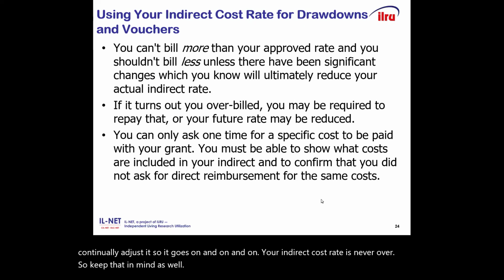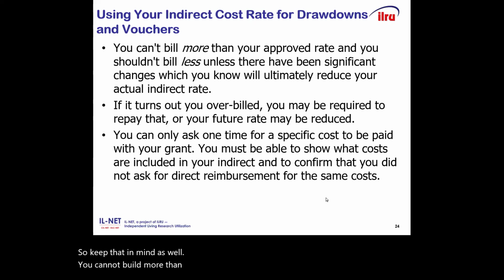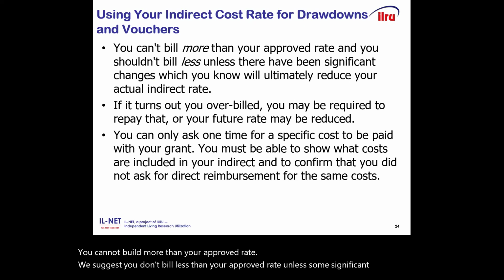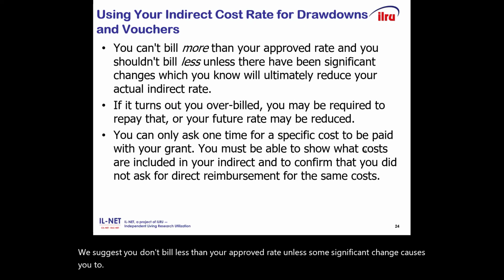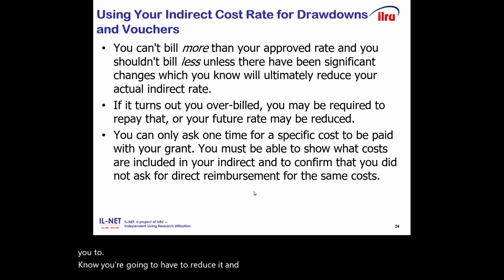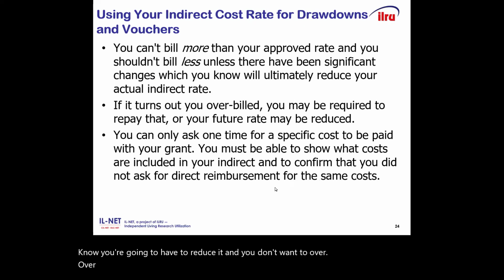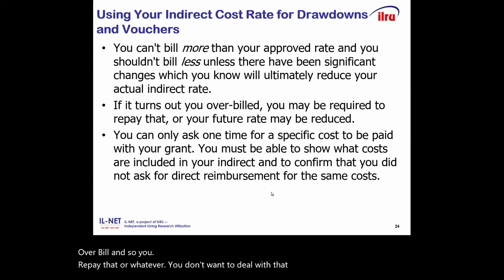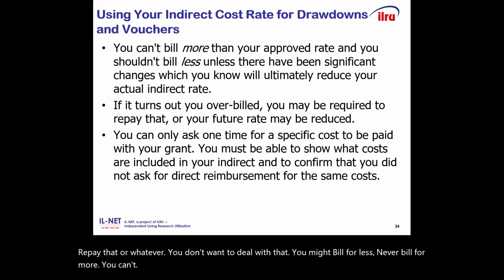You cannot bill more than your approved rate. We suggest you don't bill less than your approved rate unless some significant change causes you to reduce it, and you don't want to overbill, and so you want to repay that or whatever. You don't want to deal with that. You might bill for less. Never bill for more. You can't. Can bill for less, but think about it before you do.